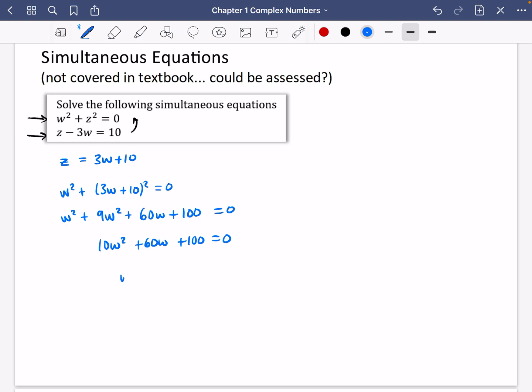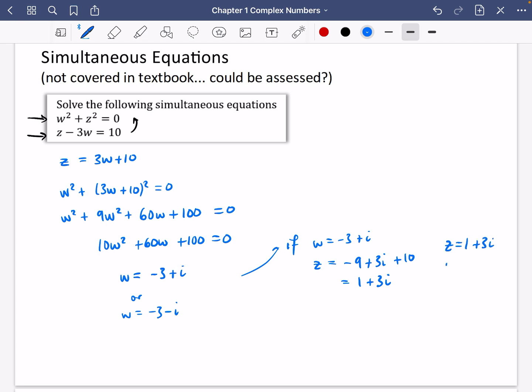And it should give you, if you've got it in complex mode, that w is equal to minus 3 plus i, or w is equal to minus 3 minus i. Well, if w equals minus 3 plus i, then using this fact that we have here, we can find out what z is. z is going to be 3 lots of w, so minus 9 plus 3i plus 10, which is just 1 plus 3i. So one of the solutions is that z equals 1 plus 3i and w equals minus 3 plus i. So that's one of the solutions.